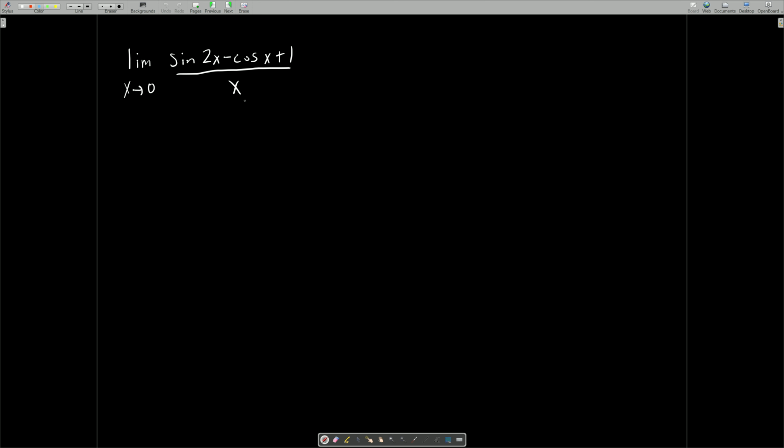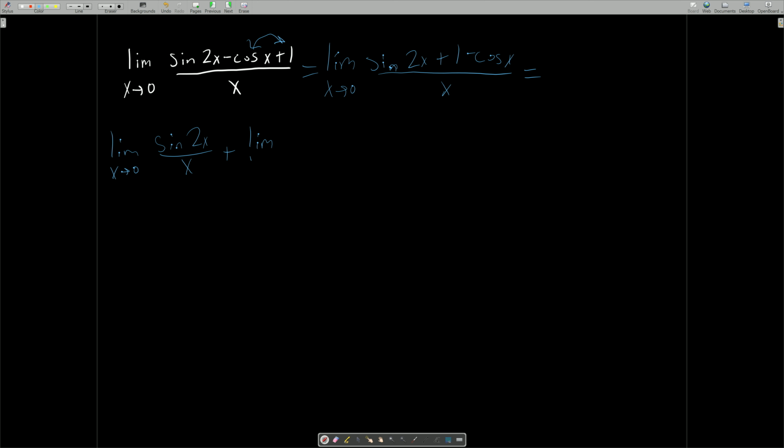Now you have the limit as x approaches 0 of sine 2x minus cosine x plus 1, over x. The first thing I'm going to do is rearrange this limit. I'm just switching around the cosine x and the 1 here. So now this looks familiar. You have 1 minus cosine x over x, and you can split this fraction up now. So you have the limit as x approaches 0 of sine 2x over x, plus the limit as x approaches 0 of 1 minus cosine x over x.